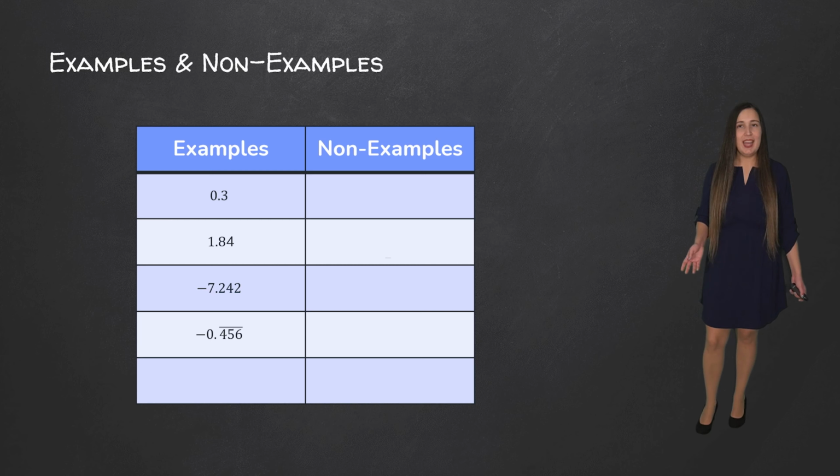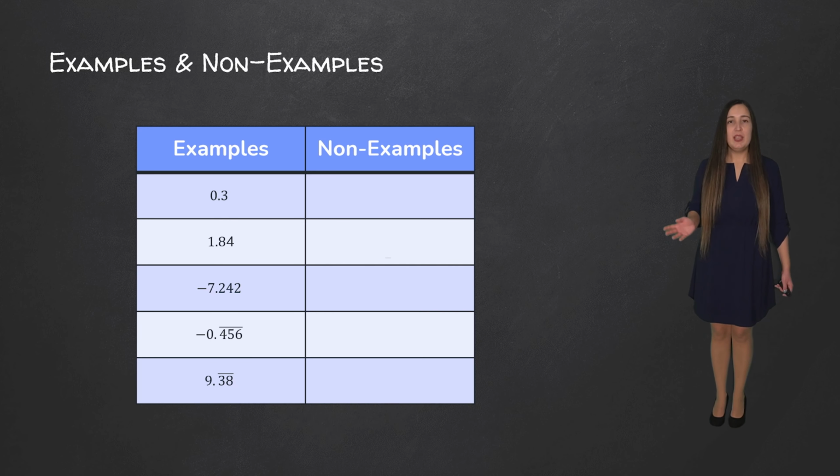And then we have negative 0.456 repeating. Now here the line on top tells us that this decimal goes on and on forever, okay? And then we have 9.38 repeating, which means that the 3 and the 8 keep repeating over and over again. It just continues on forever. So here are some examples of a decimal. We have terminating decimals, the ones that stop, and we have repeating decimals, the ones that keep going on forever, and we could recognize those because they have a line on top.